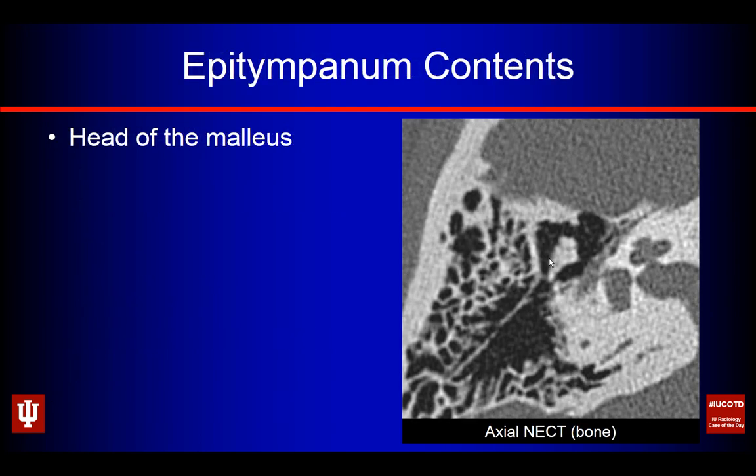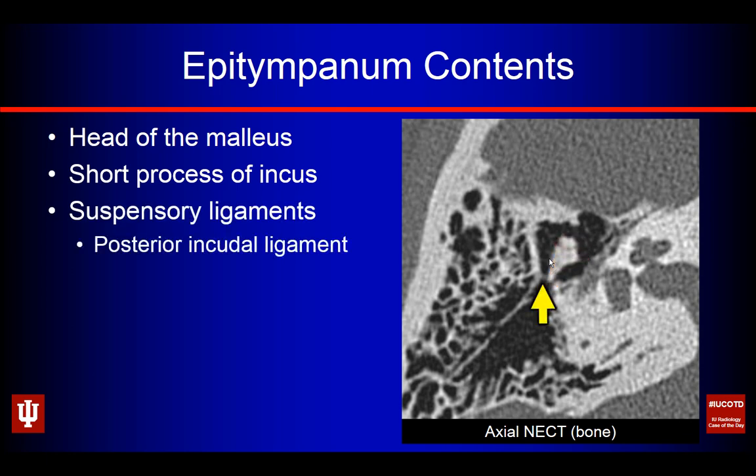So let's talk about the epitympanum a little bit, because that contains a lot of important structures, and the ossicular chain is one of them. As we look here on this axial image, sort of close to the top of the epitympanum, we see the head of the malleus. It sort of looks like the ice cream, which sits on top of the ice cream cone, which is the short process of the incus, and it gives us that ice cream on ice cream cone appearance.